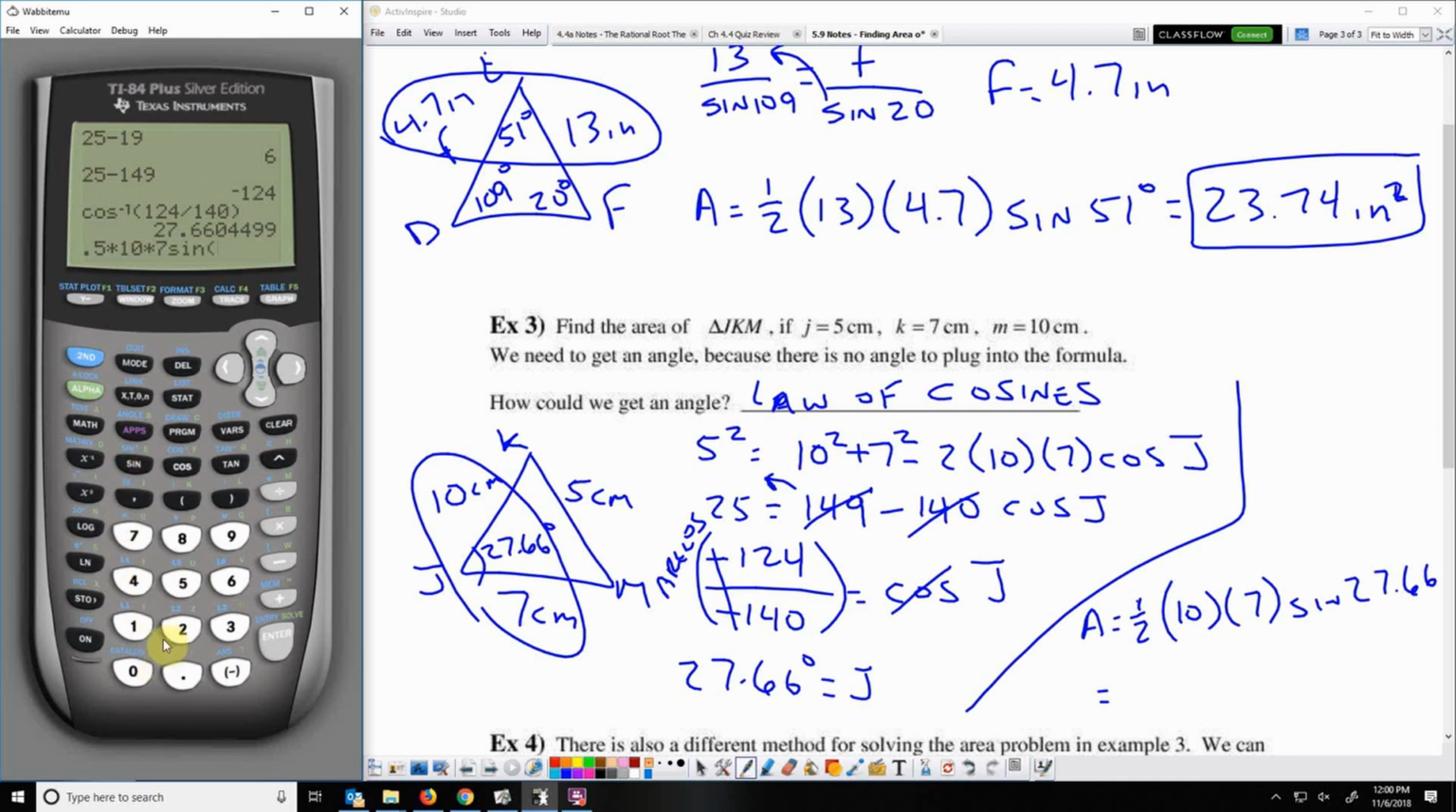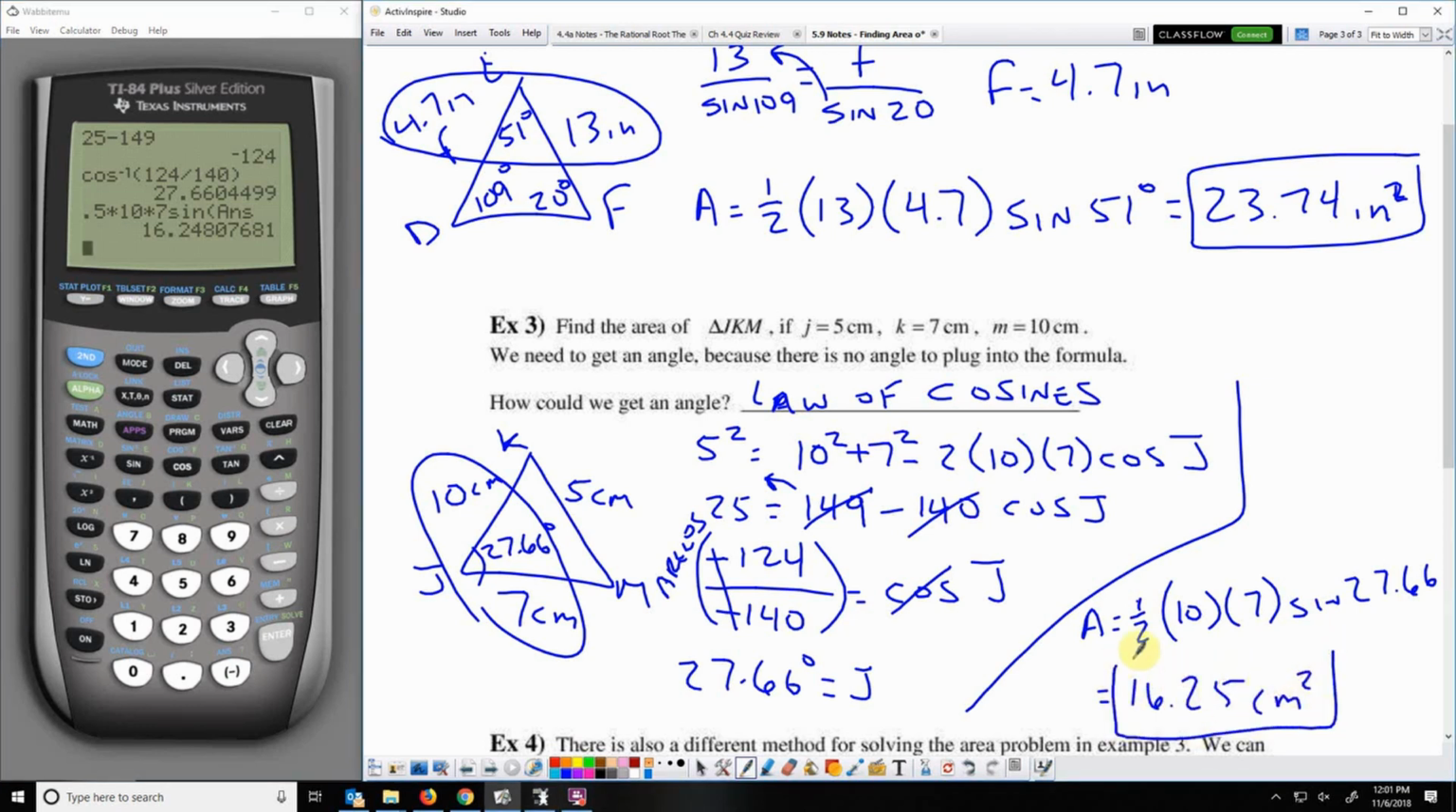And instead of putting in 27.66, I could put in this entire decimal just by using the previous answer. So second and negative puts in the previous answer. Might be a little bit more accurate that way. And I get about 16.25 centimeters squared.